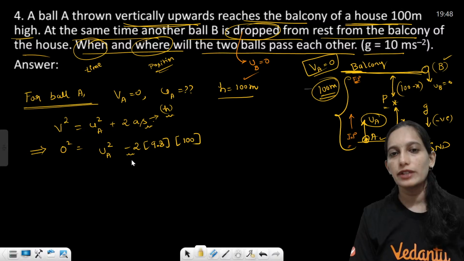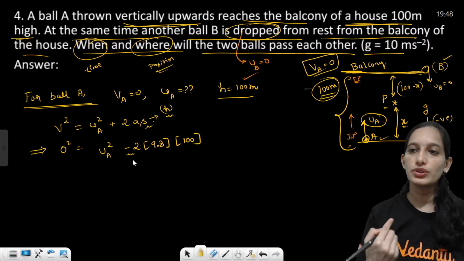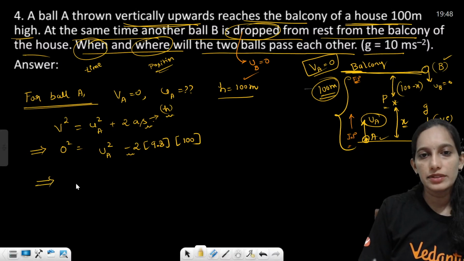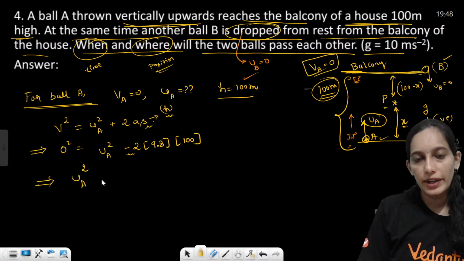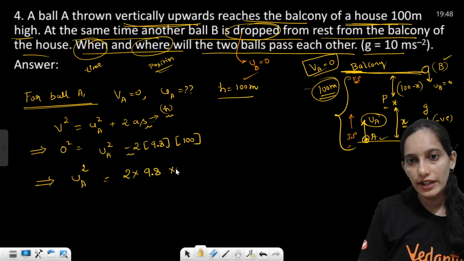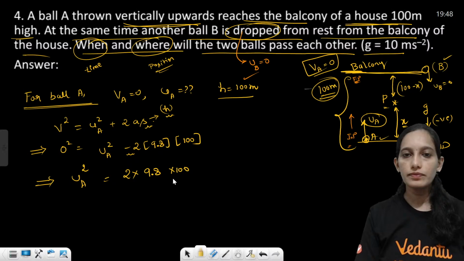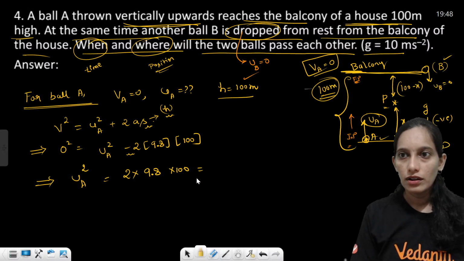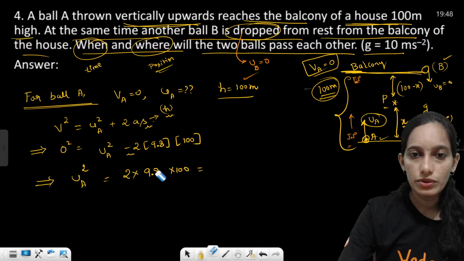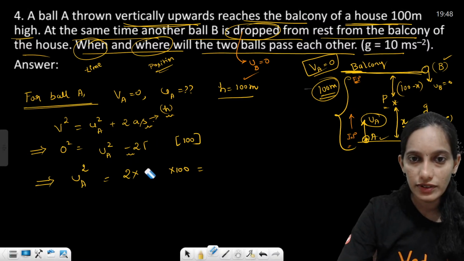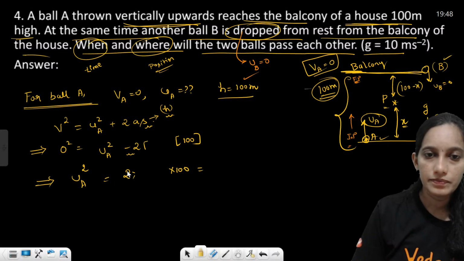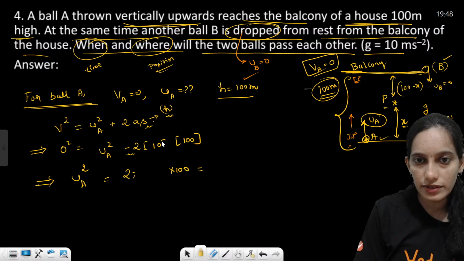Here I have written a negative sign because acceleration due to gravity is downward. I am repeatedly telling you why it comes as such. So ua squared is equal to 2 into 9.8 into 100. Or okay, here g is given as 10, so we can take 10, I am so sorry. So we will take g as 10 itself. So solving the problem becomes easy, correct?